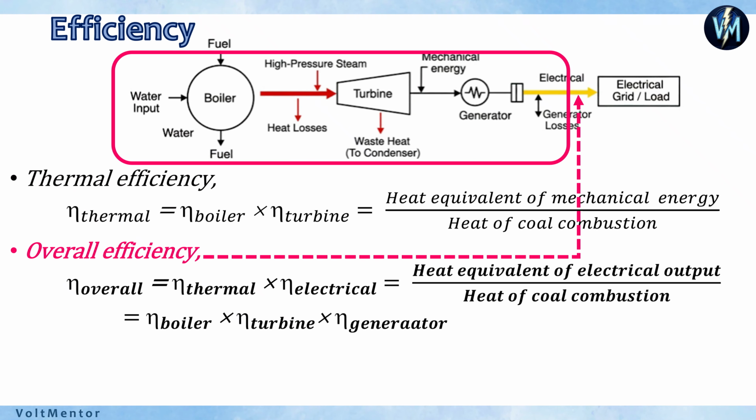The overall efficiency is the heat equivalent of electrical output to the heat of the coal combustion. That is the multiplication of the boiler efficiency, turbine efficiency, and the generator efficiency.